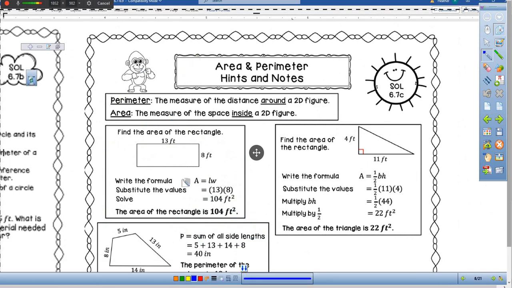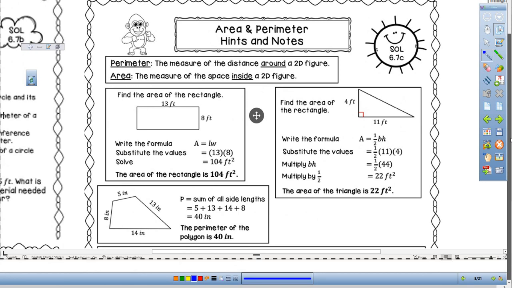Okay, area and perimeter notes. I know that we know how to do this because we did this in class, but if you need help, I even showed you how to put these formulas into Desmos. But these are some examples if you need to go back and look for the examples of area and perimeter. We just covered that.